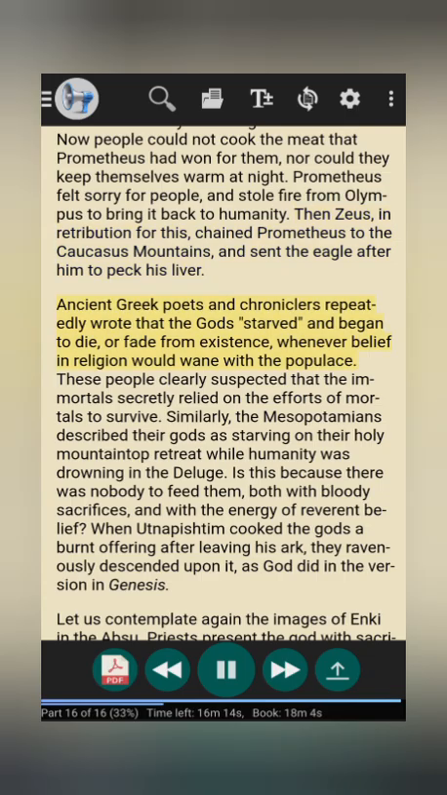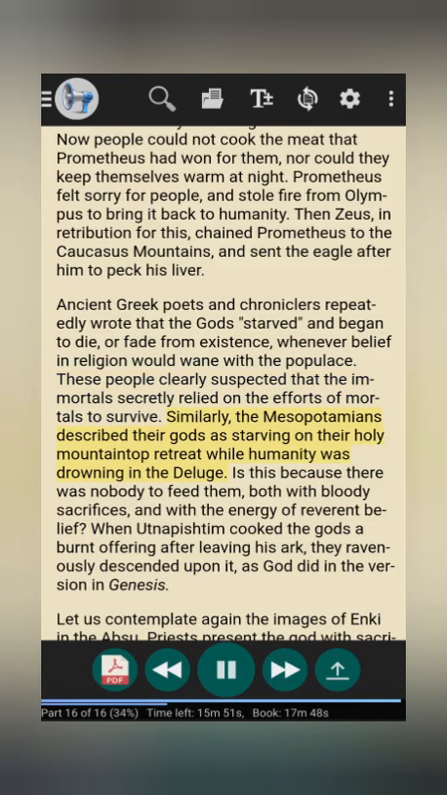Ancient Greek poets and chroniclers repeatedly wrote that the gods starved and began to die, or fade from existence, whenever belief in religion would wane with the populace. These people clearly suspected that the immortals secretly relied on the efforts of mortals to survive.